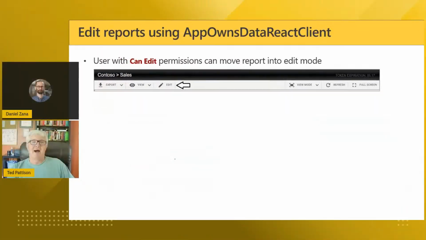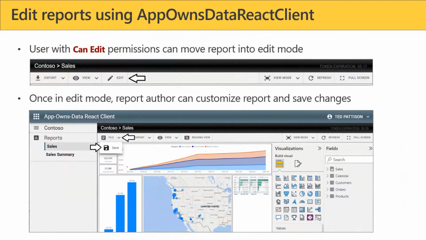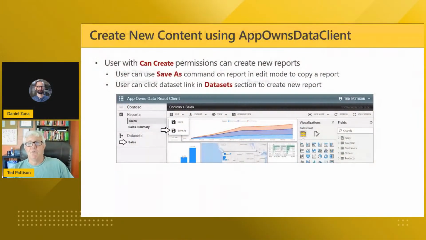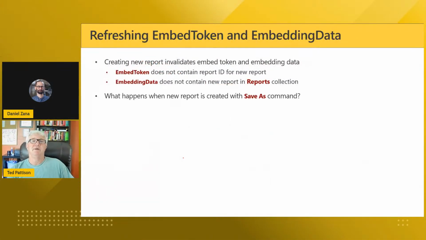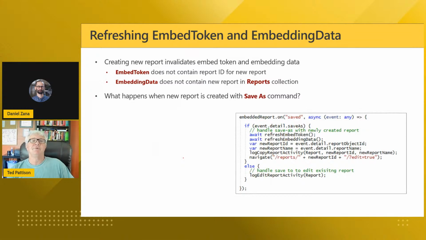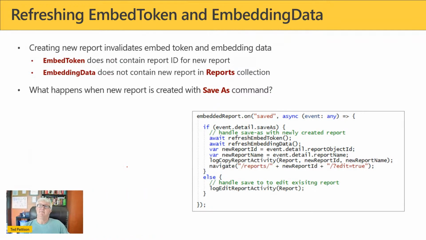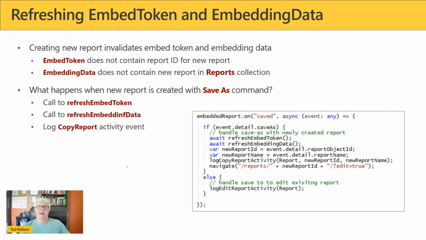Thank you for accommodating, but what we saw is how edit permissions and create permissions give you the ability to do more with this application. We also talked about how, when you create a new report, the embed token needs the workspace ID that's handled by the backend web API, but we also need new embedding data and a new embed token to be able to handle that.